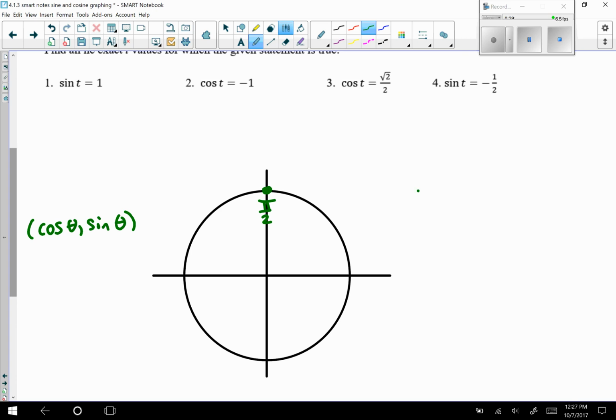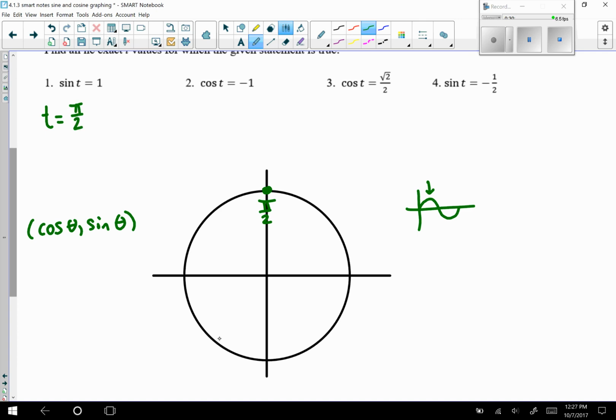Or we can think about the actual graph for sine. So remember, it starts at 0 and looks like this. And you can even see on your graph it only hits at one place on one wavelength. So that means we only have one solution. So our solution would be t values equal to pi over 2.